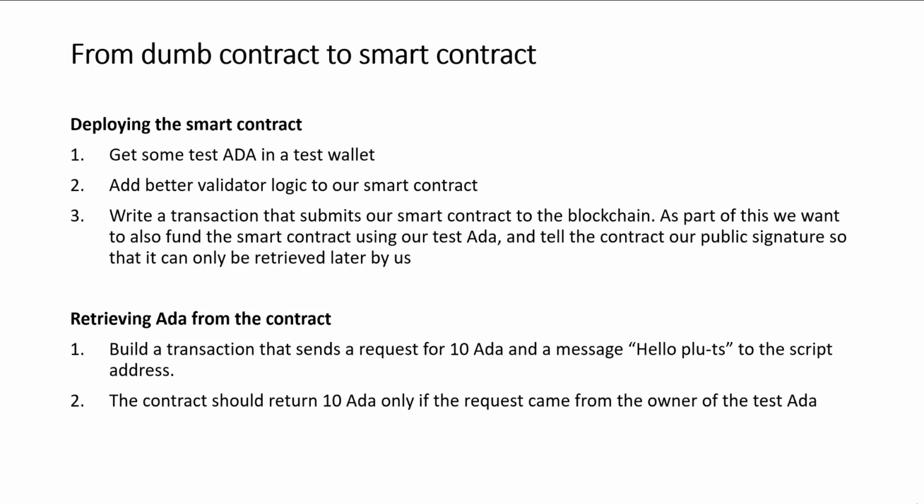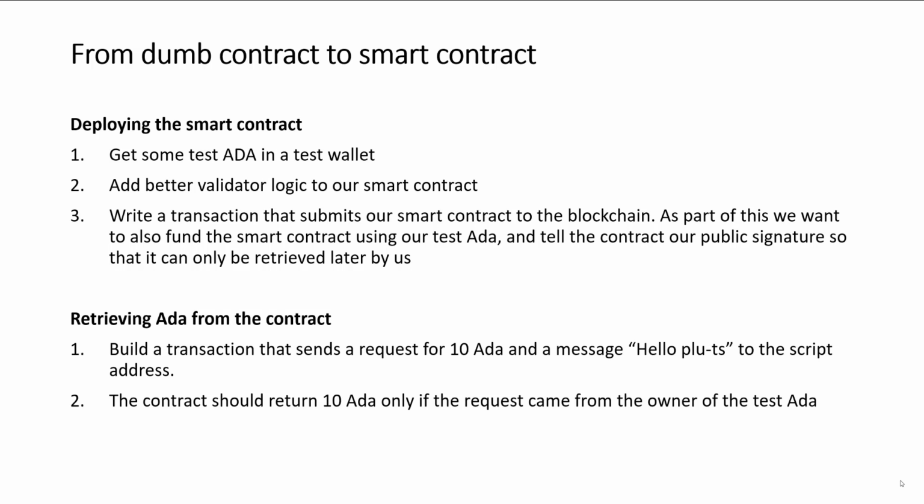what we will be doing. So there's going to be two halves to this. One is deploying the actual smart contract once we've smartened it up. And the other is then using that contract. So specifically, we are going to first get some test ADA and put that in a test wallet. That's just an easy thing to do using a website. And then we're going to add better validator logic to our contract so that it doesn't just approve every transaction that comes its way. And then the next step is probably the most complicated step.